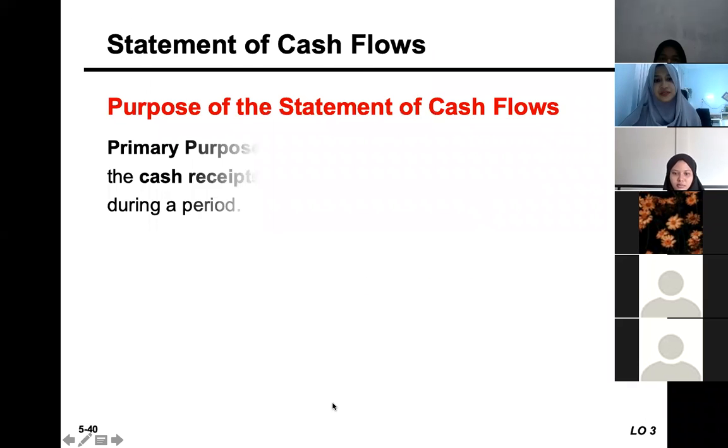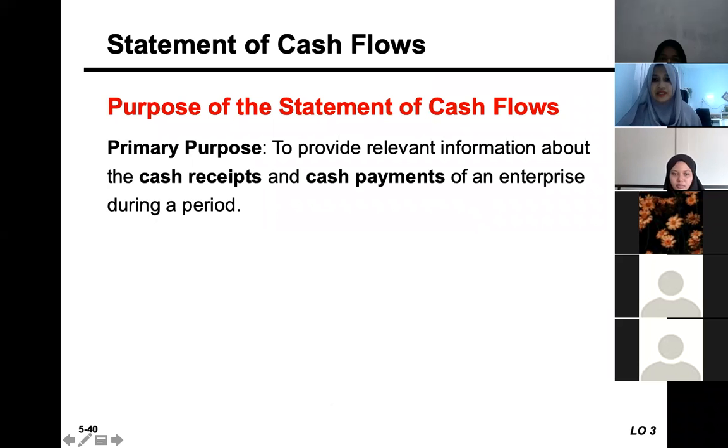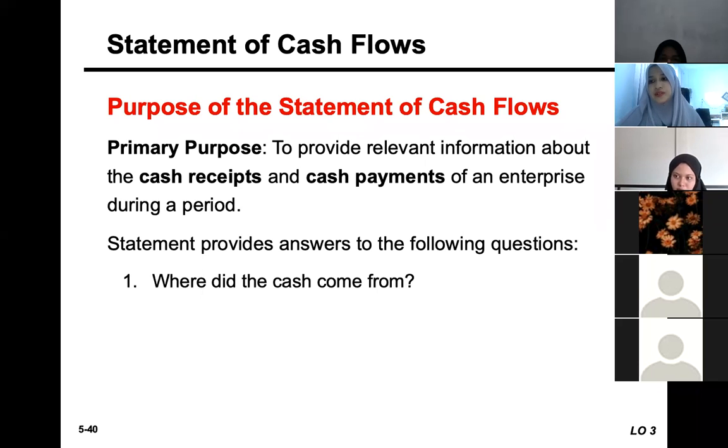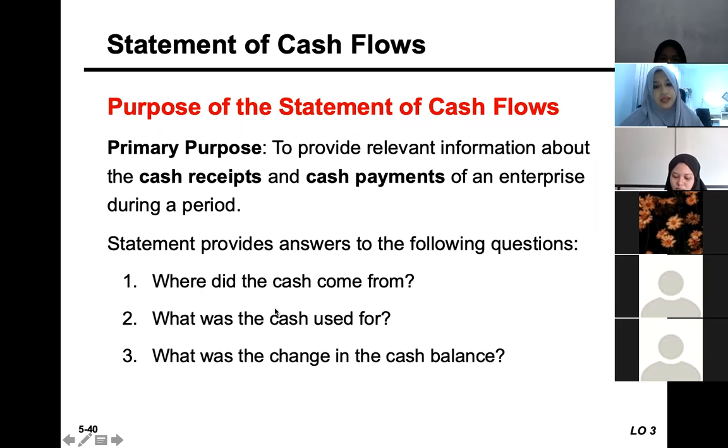Okay, statement of cash flow. Basically, it provides information about the cash receipts and cash payments of the company during the period, how the cash transactions of the company changed. So it will answer where the cash came from, where it has gone, where it has been paid, and any specific activity that contributes the most to the cash, and how the cash balance has changed from the beginning until the ending balance.